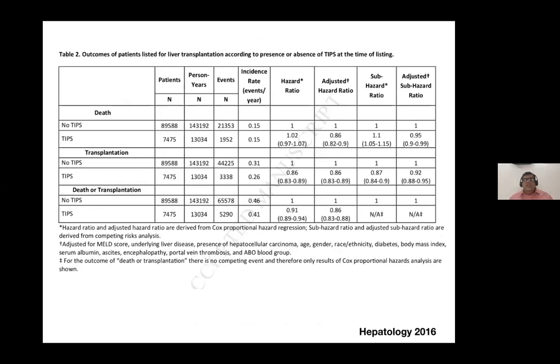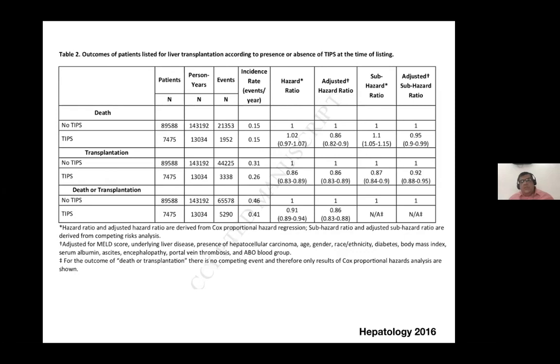One of the concerns which people have is if you have done a TIPS, then doing transplant is difficult. This was a very elegant study published in Hepatology in 2016 from the US database, and which looked at over 7,000 patients who had undergone TIPS, and they showed that the risk of death or transplantation was lower for patients who have undergone a TIPS. So their survival was better, and even they had a better chance of undergoing a transplantation over a period of time.